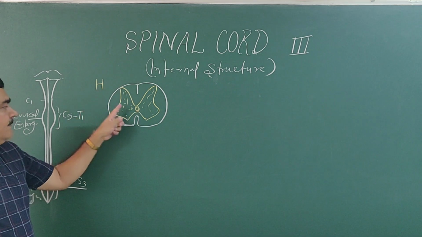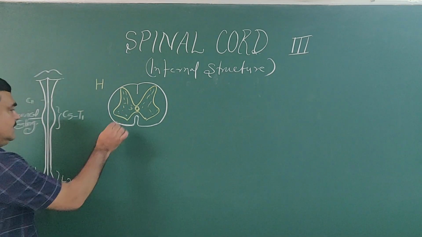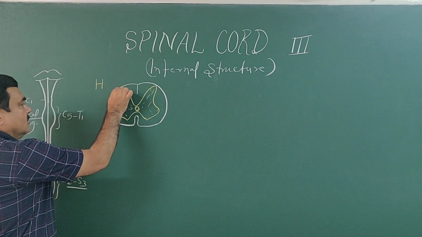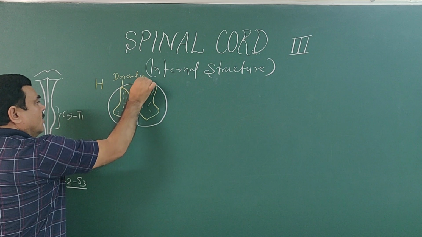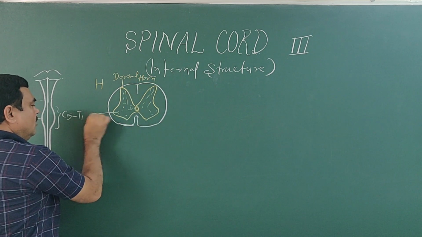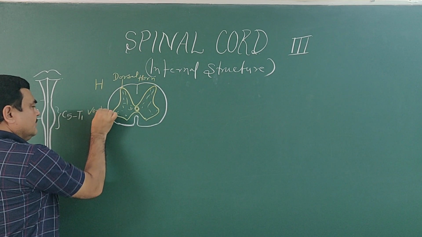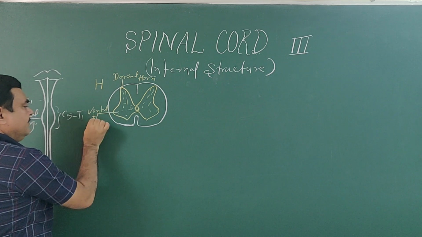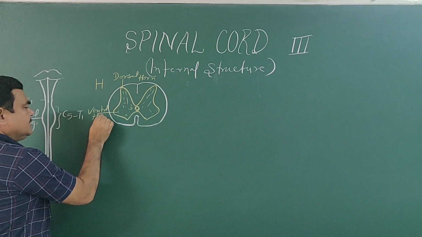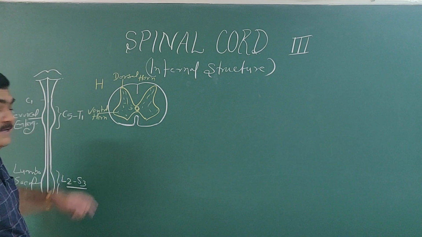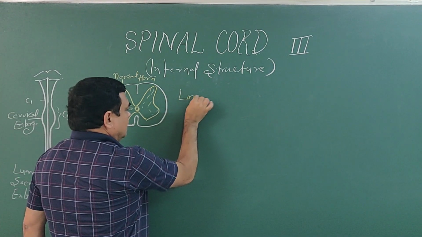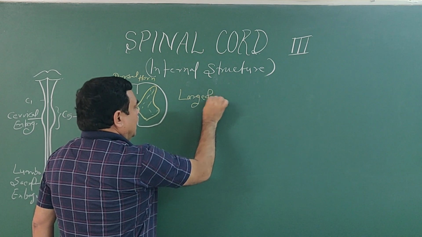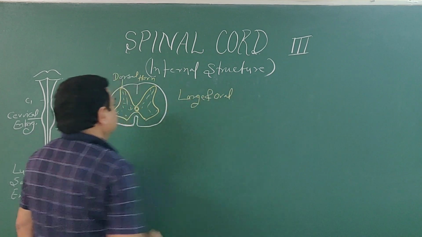And these two are horns. This is the ventral horn and this is the dorsal horn. This is the dorsal horn, and this is the ventral horn. And its shape is large and oval.